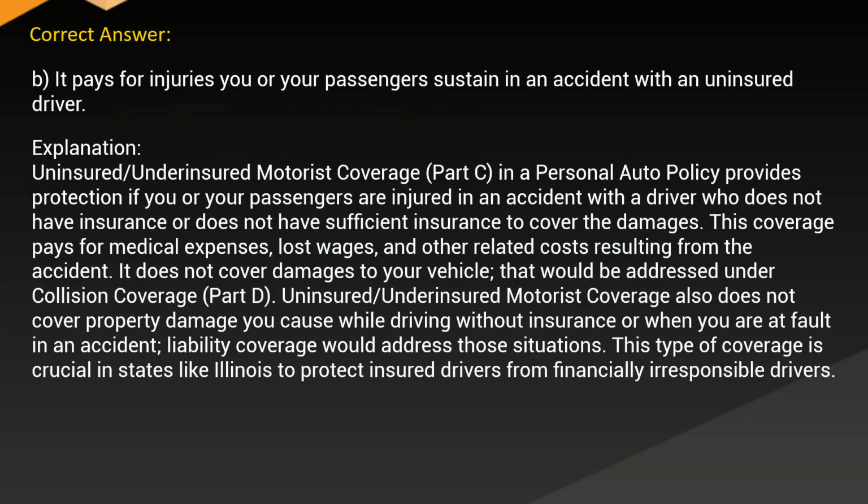Correct answer: B. It pays for injuries you or your passengers sustain in an accident with an uninsured driver. Explanation: Uninsured and underinsured motorist coverage, Part C, in a personal auto policy provides protection if you or your passengers are injured in an accident with a driver who does not have insurance or does not have sufficient insurance to cover the damages. This coverage pays for medical expenses, lost wages, and other related costs resulting from the accident.